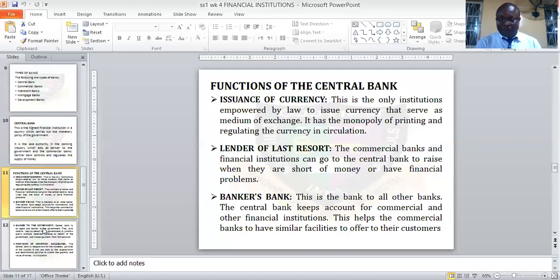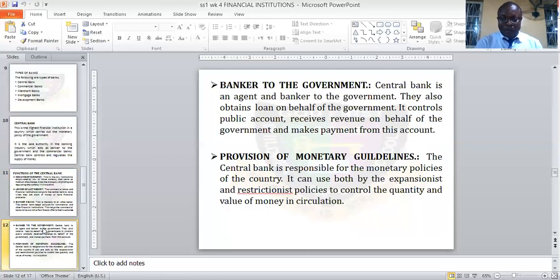Then, bankers to the government. Government makes use of the central bank to make deposits. Only government, as well as commercial banks and other financial institutions, can deposit with the central bank. They also obtain loans on behalf of the government. Then they also control the public accounts. They receive revenue. For example, at this time of lockdown, if the World Health Organization wants to send money to Nigeria, they will use the central bank account to send the money, and payments are made from this account.